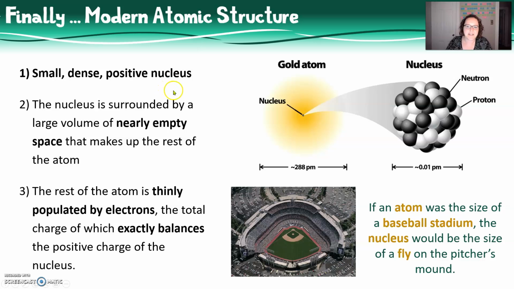We can see from the sizes marked in this figure that the diameter of the nucleus is about 4 to 5 orders of magnitude smaller than the diameter of the atom. To get a better sense of that difference in scale, I like to use the analogy that if the atom was the size of a baseball stadium, then the nucleus would be the size of a fly, positioned roughly in the center of the stadium on the pitcher's mound.